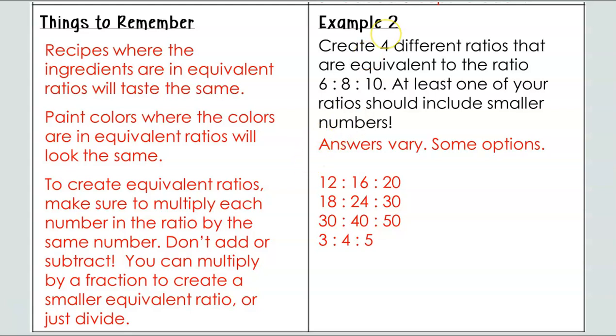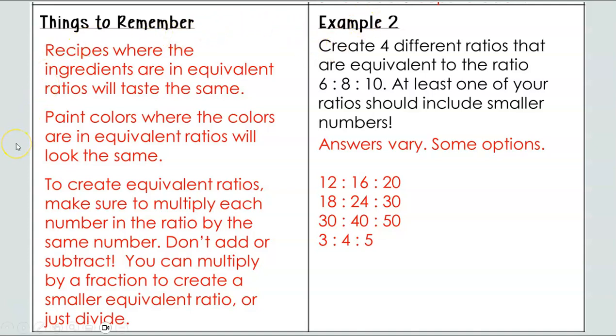For the first example here, 6, 8, and 10 were all multiplied by 2, the next by 3, the next by 5, and the last one they were multiplied by 1/2. All of these are equivalent ratios. There are many more, but those are a few of the examples.